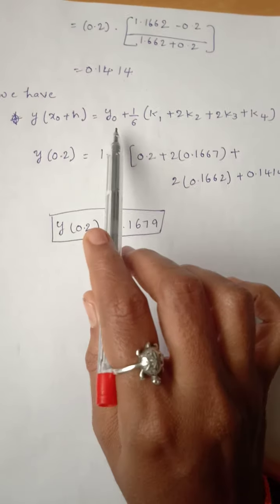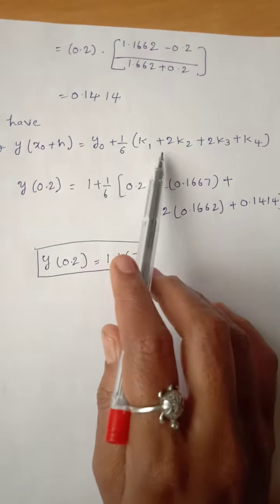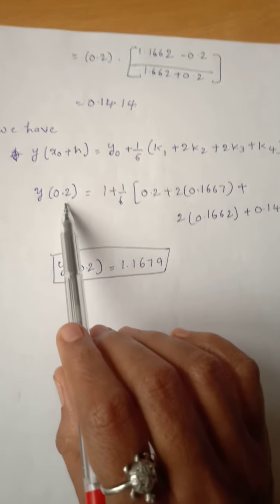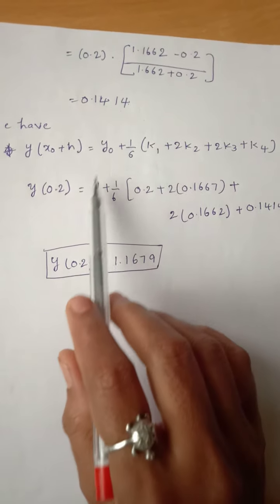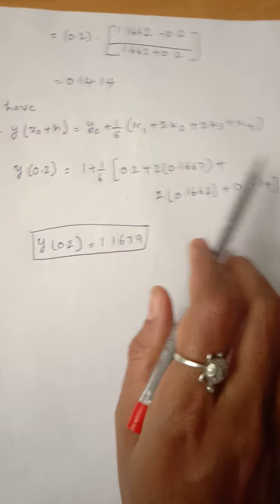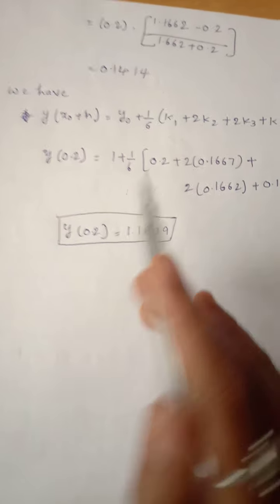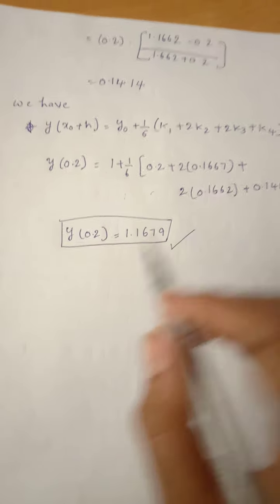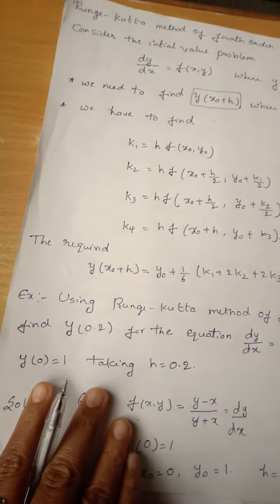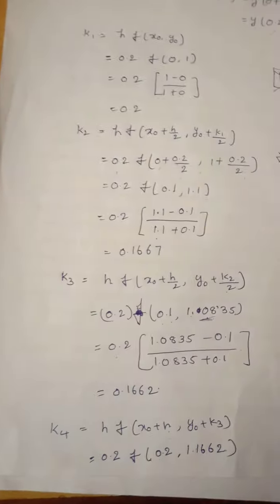And then at the end we find the value of y at x naught plus h. This is a formula you have to remember: y naught plus 1 by 6 into k1 plus 2k2 plus 2k3 plus k4. So y at 0.2 is y naught, that is 1, plus 1 by 6 of k1, k2, k3, k4, which we already found; just substitute. So this is the value. This is the easiest method compared to all the methods, and this is the method of doing RK method of fourth order.